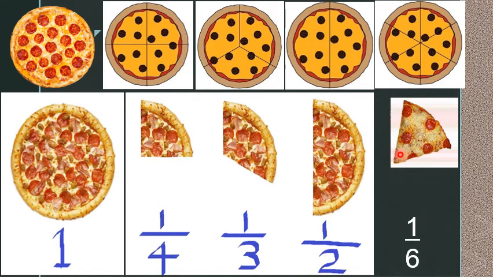Now if we arrange all these parts in ascending order, we can see that 1/6 is the smallest part. Then comes 1/4 part. Then 1/3 part. Then half part. Biggest part is full pizza.